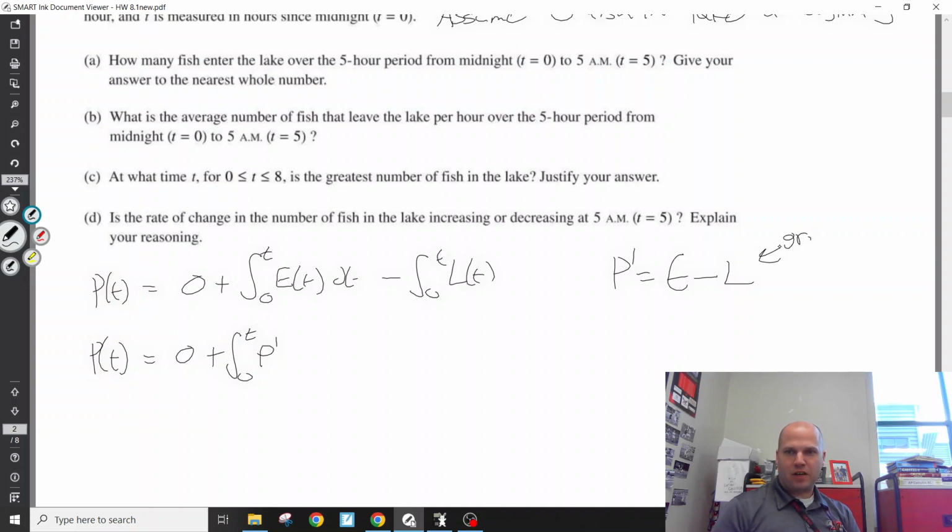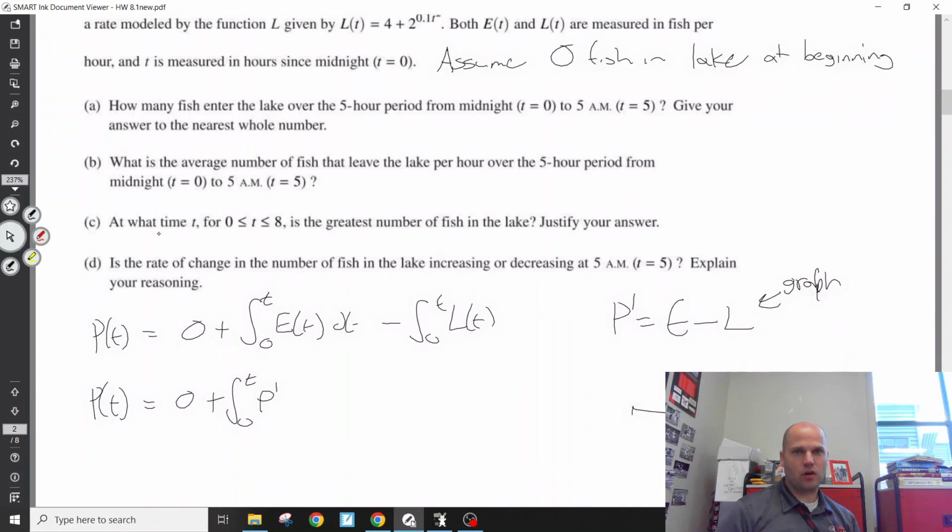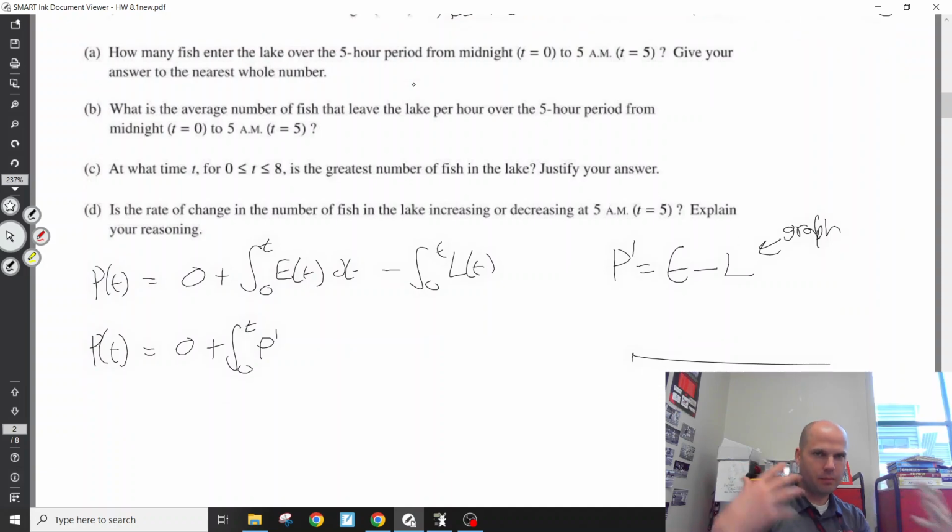I will be graphing P prime to see when it's positive or negative, to see when things are increasing or decreasing. I'm going to be using my calculator to handle the rest of the stuff. To do my sign analysis, I'm going to need to find zeros. It looks like it's talking about an interval from 0 to 8 overall, but we're talking about 0 to 5. So, boom, we're all set up, okay?